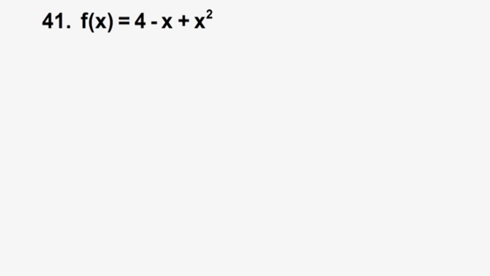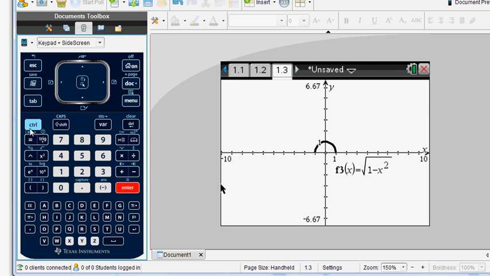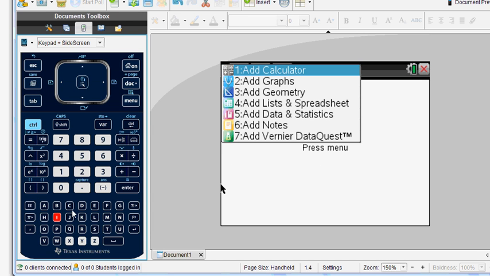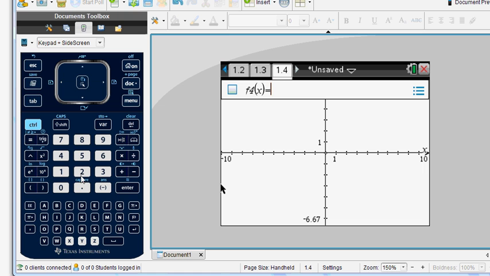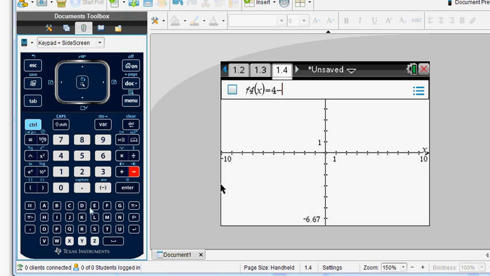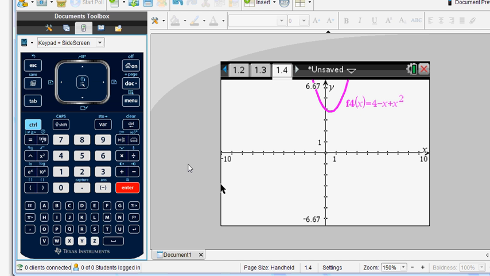First for problem 41, we go to Control I, add graph, and we get 4 minus x plus x squared, and we graph the function, and this is what it looks like.